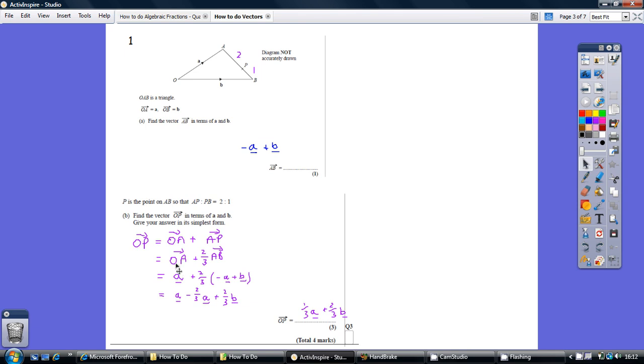We're now armed to do this in terms of little a and little b, because OA is a and AB is what we worked out in part one of the question. That's minus a plus b. So from this point on, it's just bog standard algebra. We expand the brackets, 2/3 times that, 2/3 times that, gather up your terms, and that gives us the answer.